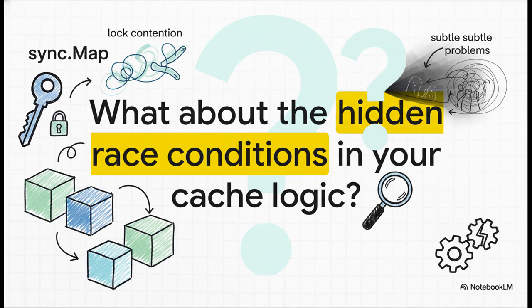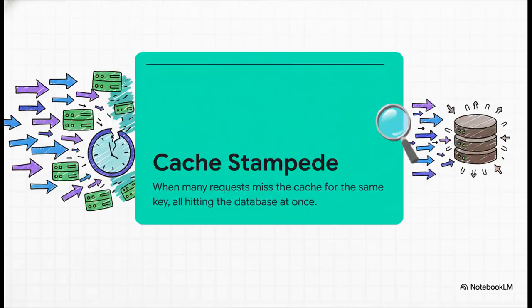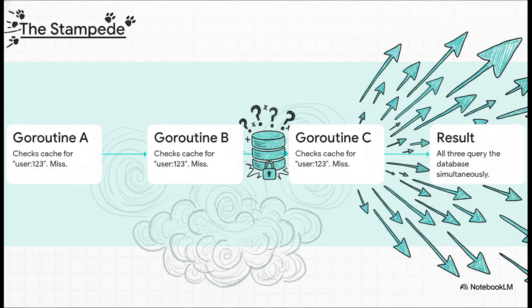But what about the other race condition hiding in your cache? It's called a cache stampede, and it can totally overwhelm your database when a popular item expires. Just imagine hundreds of requests all miss the cache at once, and they all slam the database together.